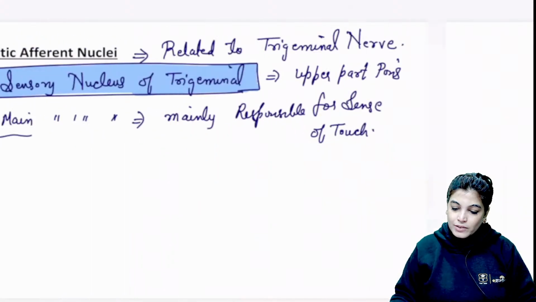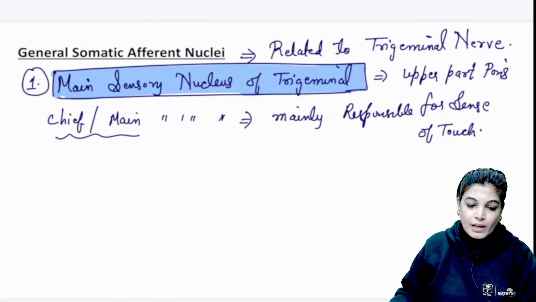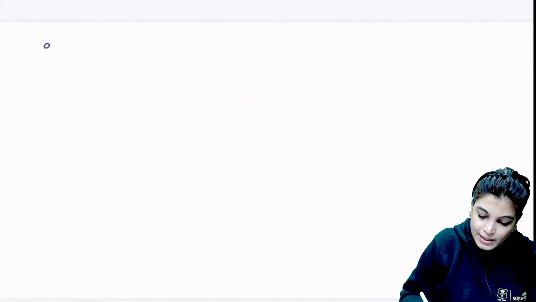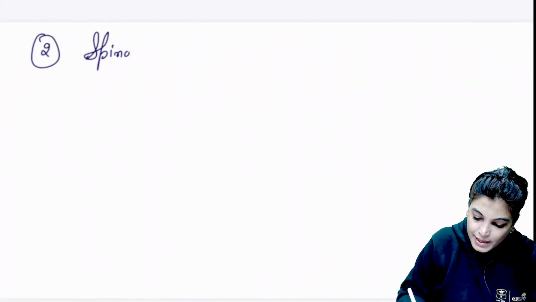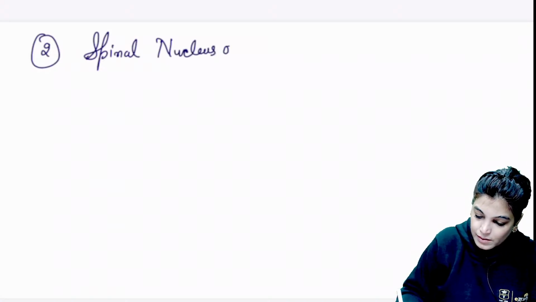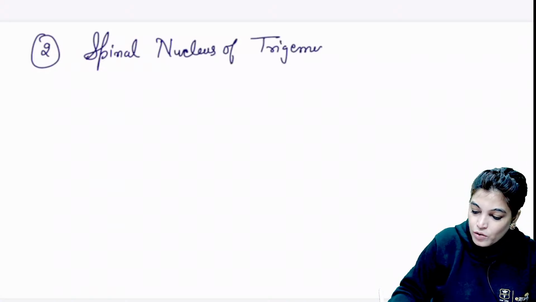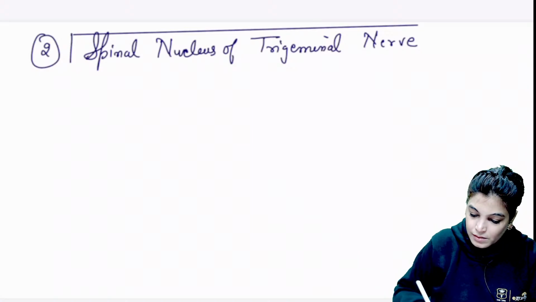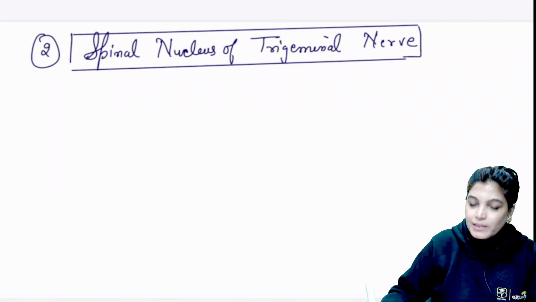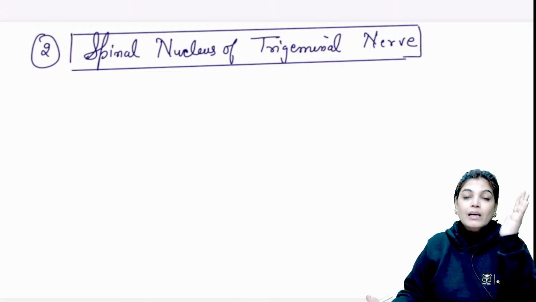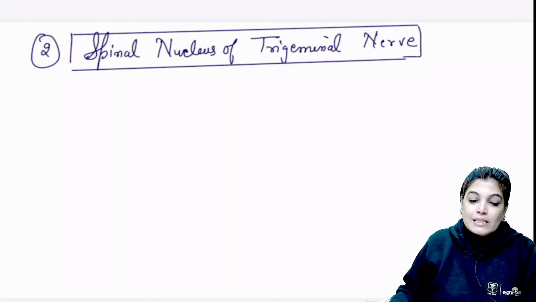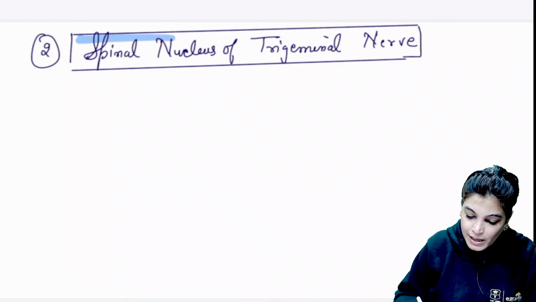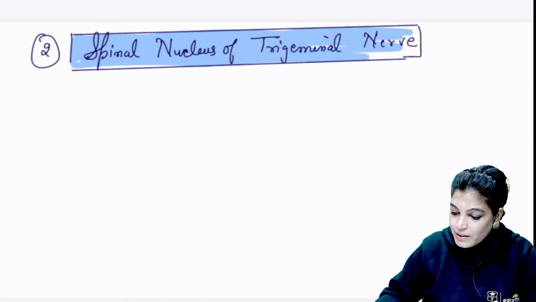Now, I would also like to talk about the second one, that is the spinal nucleus. So, the second one is the spinal nucleus of trigeminal nerve. I am again using blue color. Why? Because this is the sensory one. So the spinal nucleus of trigeminal nerve is extending from the main sensory nucleus of trigeminal nerve.